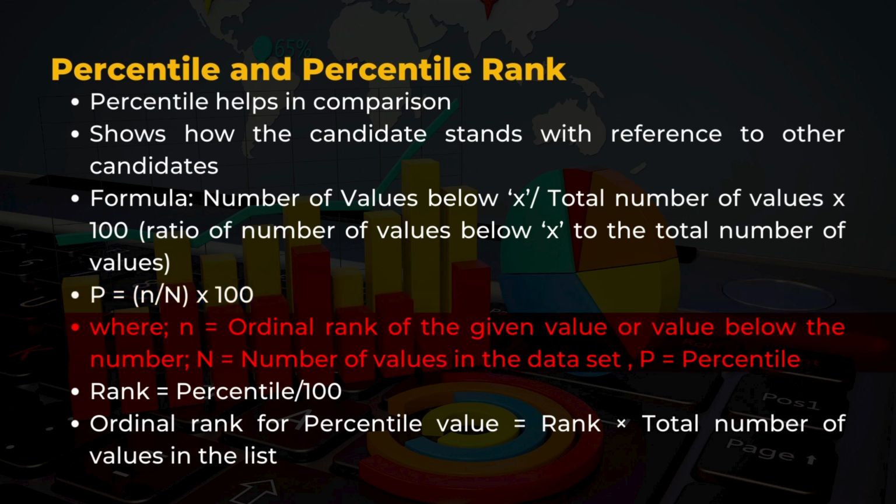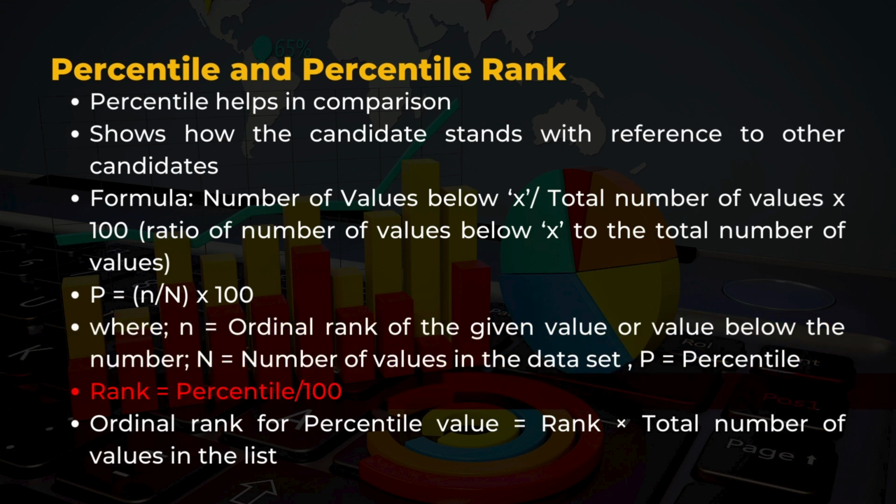Small n here is the ordinal rank of the given value, or the number of values below that particular number, and the capital N in this formula indicates the number of values in the data set. We know how many people appeared in that exam, so how many values we have in that complete data set. And capital P stands for percentile. So rank will be percentile upon 100.